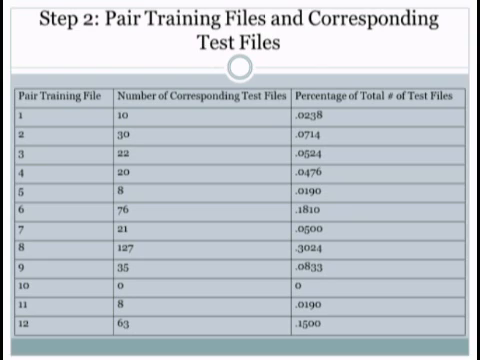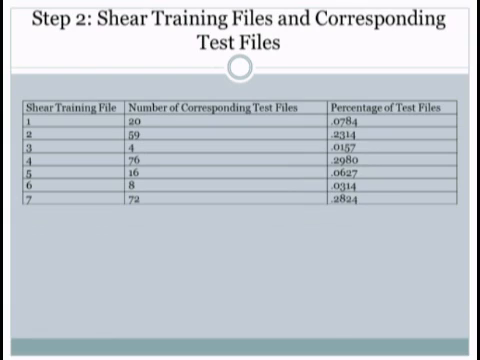So here you can see how they're distributed, and you can also notice one of the training files is not used. Apparently, all the test files were closer to some other training file. In the shear example, all of the training files are used, and you can see that some aren't used very much.